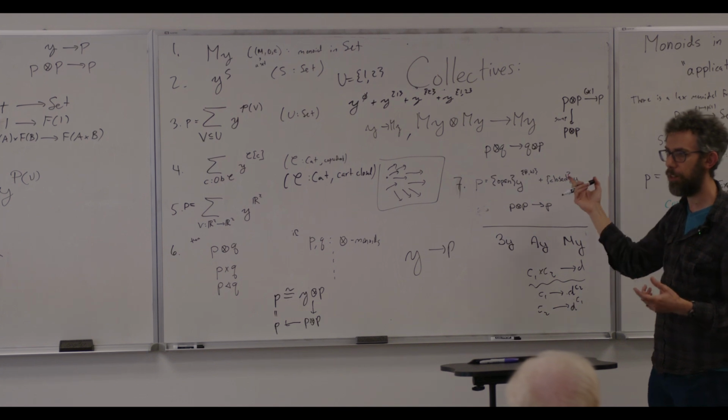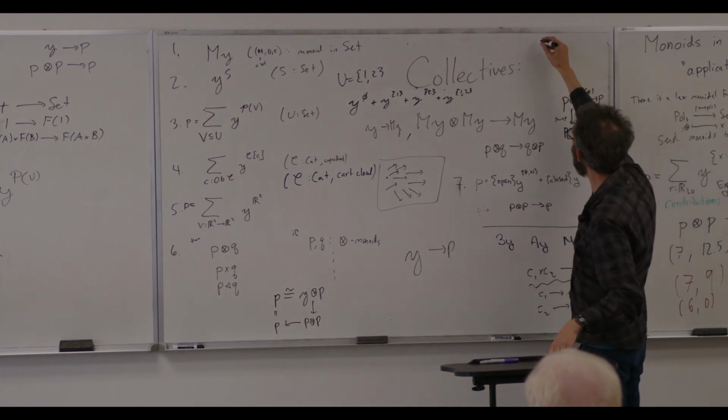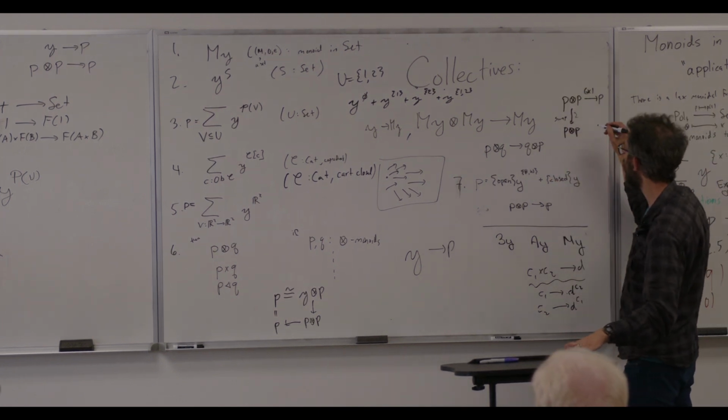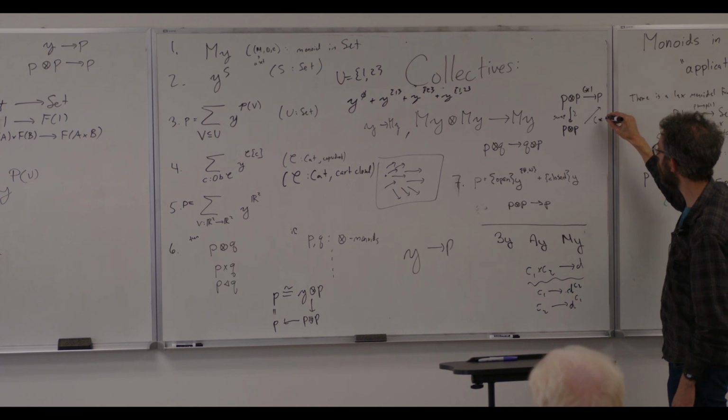Well, poly with tensor is symmetric. Okay. Do you agree that there's an isomorphism here? Yep. Okay, and then we could do our times operation.